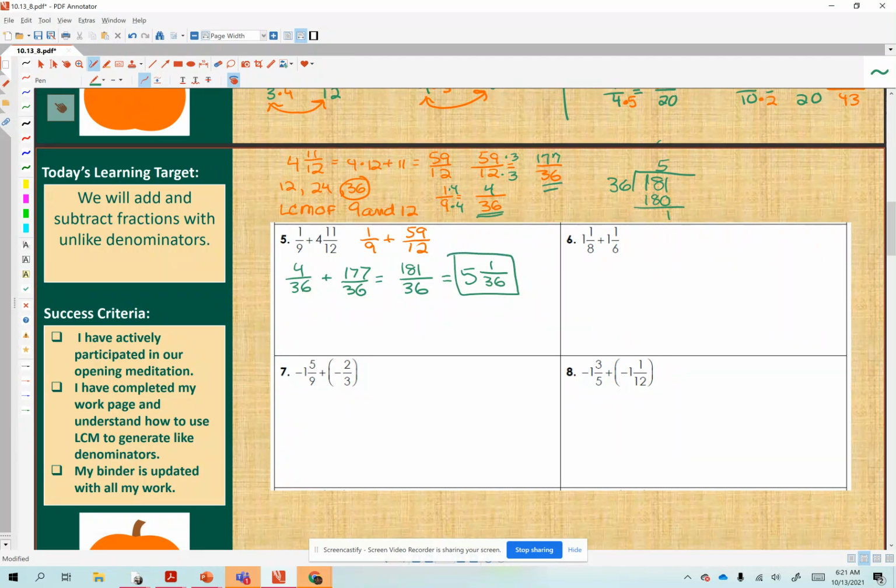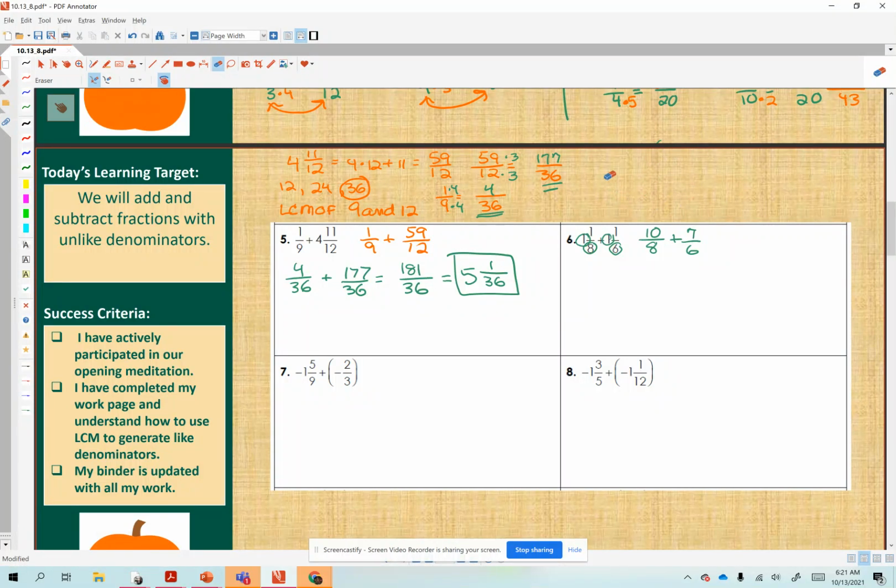Okay, let's move on to number 6. We will convert these to improper fractions. 8 times 1 is 8, plus 1 more is 9, so 10 over 8 plus 6 times 1 is 6, plus 1 more is 7, so 7 over 6. I almost wrote eighths. Now we need a least common multiple of 8 and 6.